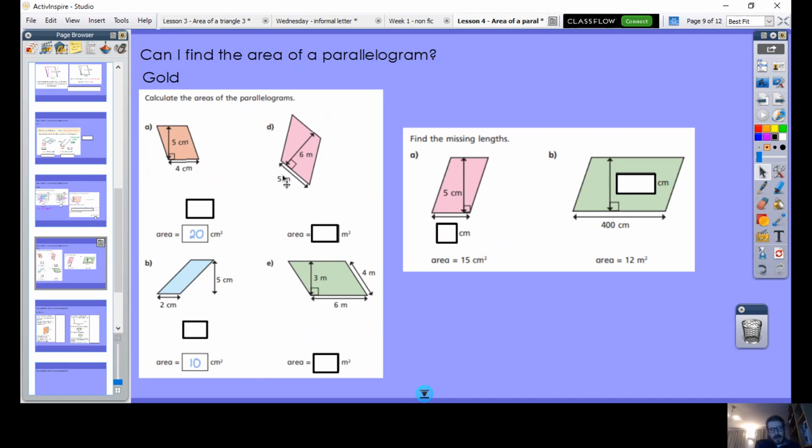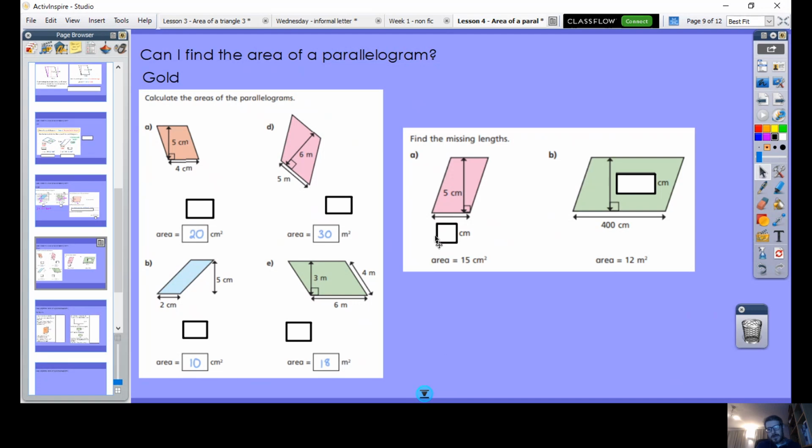Here we've got the base here, which is 5, multiplied by the perpendicular height, which is 6, so 5 times 6 is 30. And then here we've got 3 lines this time, so we need to make sure we do the right ones. So we've got the base of 6, the perpendicular height of 3, which is 18 meters squared.